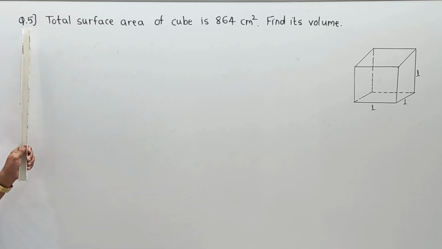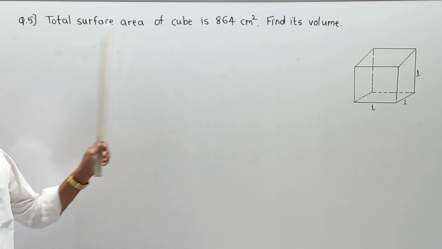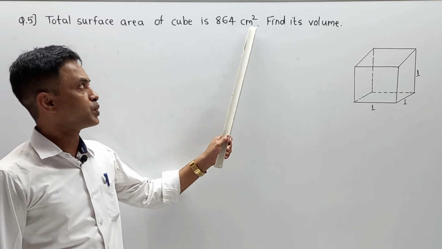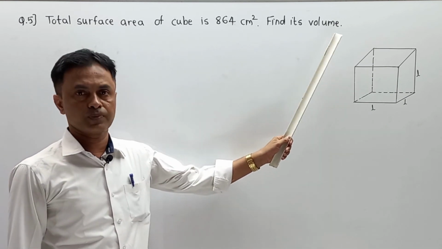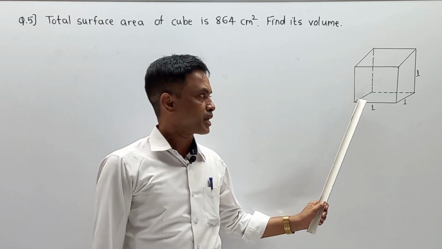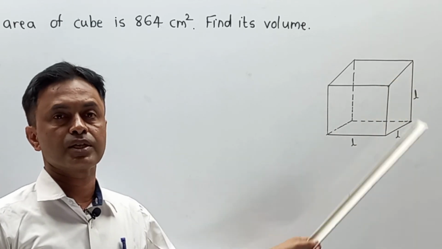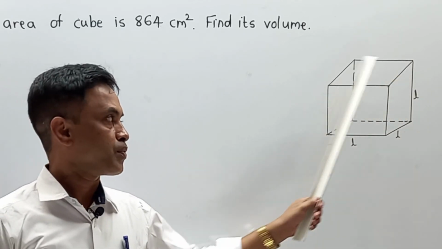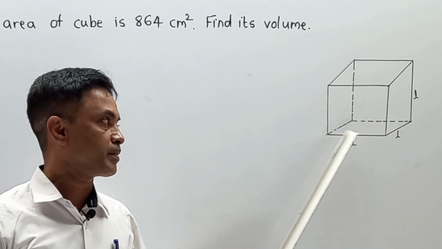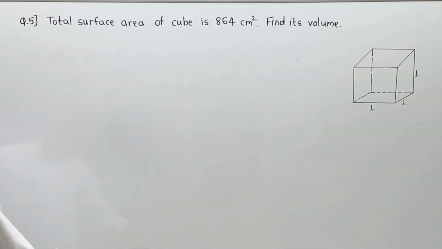Now moving to the next question, question number 5. Total surface area of a cube is 864 square centimeter. Find its volume. Here, total surface area of a cube. Cube means when the dimensions L, L, L remain the same, the structure is called a cube. Now, the total surface area of a cube contains 6 faces and every face has an area L into L means L square. Making application of that part over here, and the answer is.